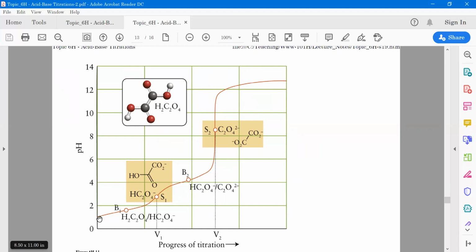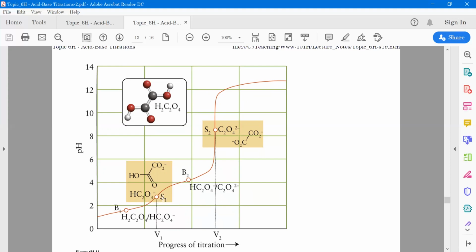So the initial solution, and I don't know what the concentration is, it doesn't say it on here, but the initial solution is pure oxalic acid. It has a pH of around 1, so it must be a fairly high concentration. As the titration proceeds, we must be adding more base of some concentration to it. What happens as the base is added, of course, is that the pH increases somewhat until we get to this point right here, which is the first equivalence point.